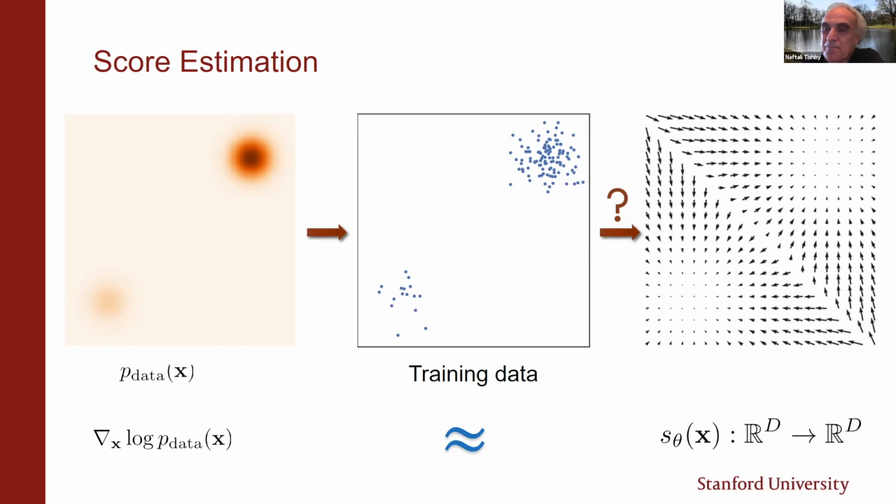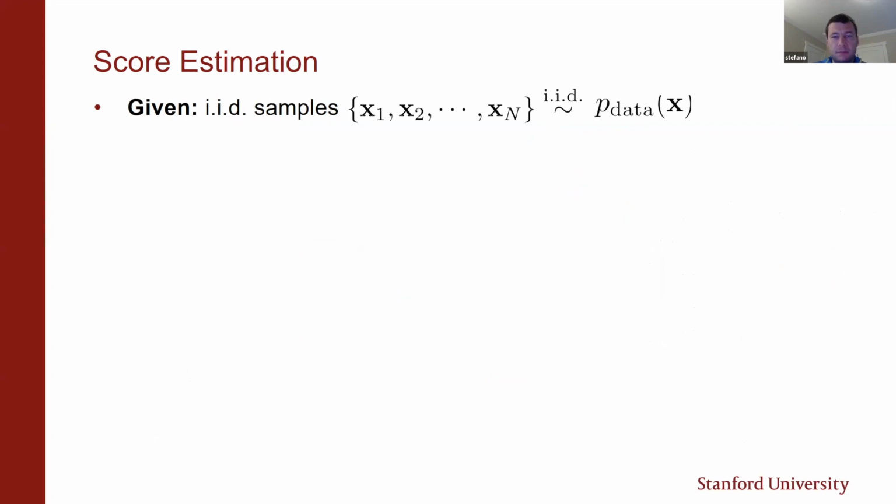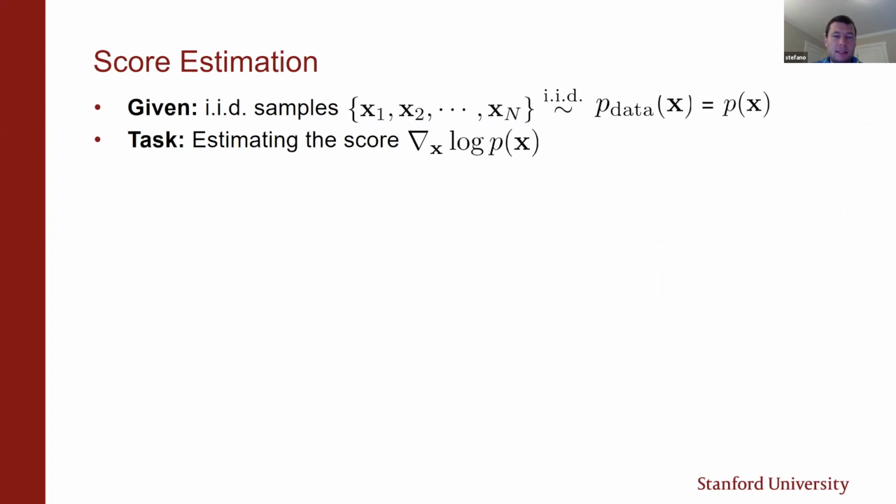All right, so that formalizes a little bit the problem. We're given a bunch of samples drawn IID from an underlying data generating process, pData. We don't know pData, we only have access to the samples. And now just for simplicity, I'm going to call it P of X, just a little bit shorter. The task is to try to estimate this vector field of gradients.